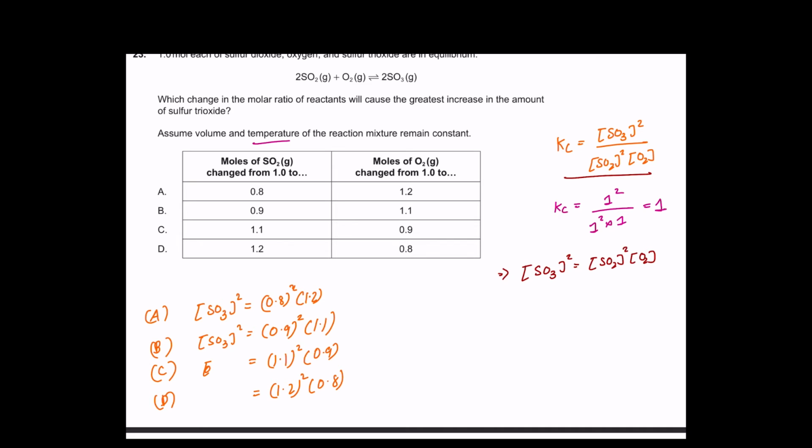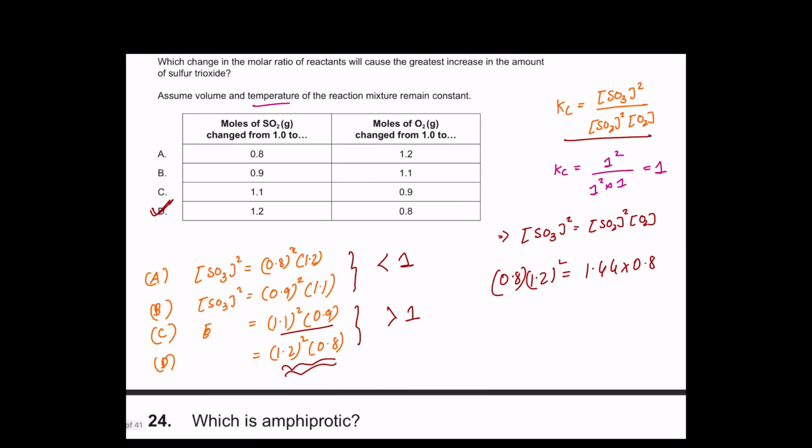Now, even as calculators won't be allowed, we can use some mathematical tricks. For these two options, we have 0.8 and 0.9 whole square, so these will be less than 1. And these values will be greater than 1. And from normal calculations, we can feel that this one will have a greater value than this one, because it's 1.2 whole square. So obviously option D will become the correct answer. You can also work these multiplications out. 1.2 whole square would be 1.44 times 0.8, and then again for 1.1 whole square too. Okay, so now we are done with this question.